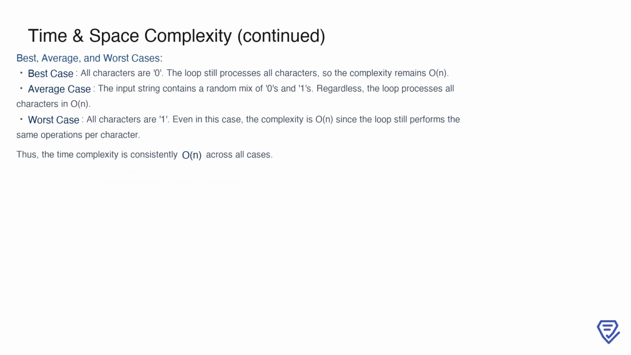When considering the best, average, and worst cases for time complexity, the results remain consistent. In the best case scenario, where all characters in the string are 0, the loop still processes each character and performs the same O(1) operations, leading to O(n) complexity. In the average case, where the string contains a mix of zeros and ones, the algorithm still processes each character individually, maintaining O(n) complexity. Finally, in the worst case, where all characters are 1, the loop again processes every character in the same manner, updating the counter and total as needed, which ensures the complexity remains O(n). Therefore, regardless of the input string's composition, the time complexity is consistently O(n).